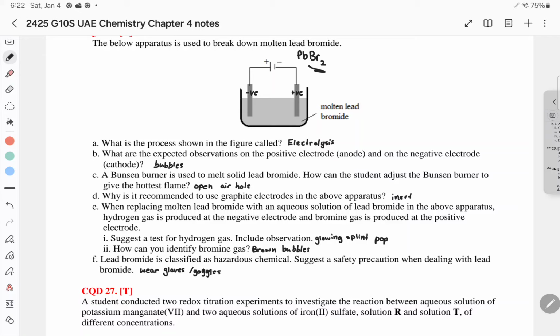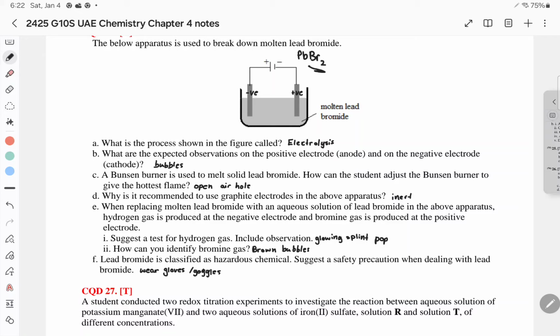Because they're inert. When replacing molten lead bromide with an aqueous solution of lead bromide, hydrogen gas is produced at the negative electrode and bromine gas is produced at the positive. How do you test for hydrogen gas? We said when you approach it with a glowing splint, you will hear a pop sound.